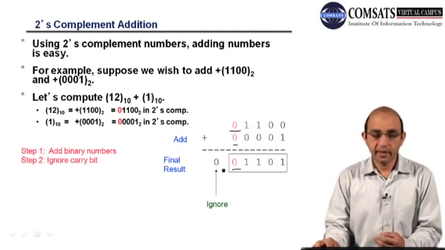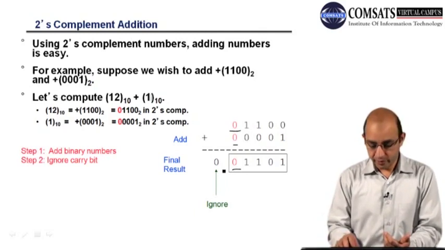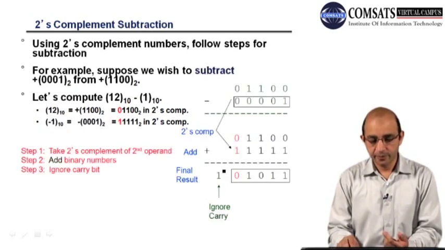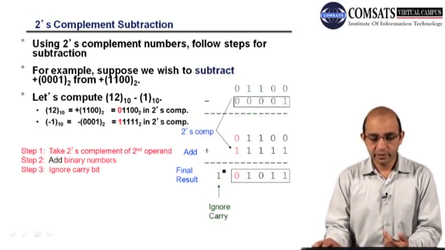If there is a carry, what normally we do, we ignore that carry, right? So this is the addition using twos complement, right? And the two numbers that have to be added have the same sign. So here we have the positive numbers. So let's move to the subtraction using twos complement.